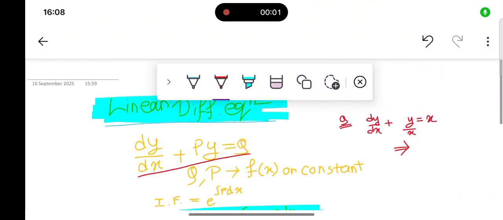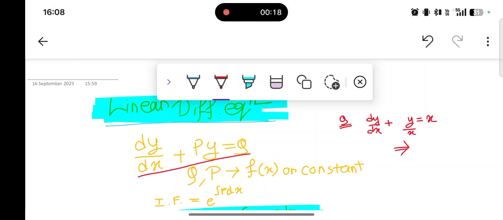Well, hello guys, this is a new video, and in this video I'm going to talk about linear differential equations. It is one of the most important topics in differential equations, and today I'm going to talk about Bernoulli's form also of linear differential equations. So let's talk about the linear differential equation first.